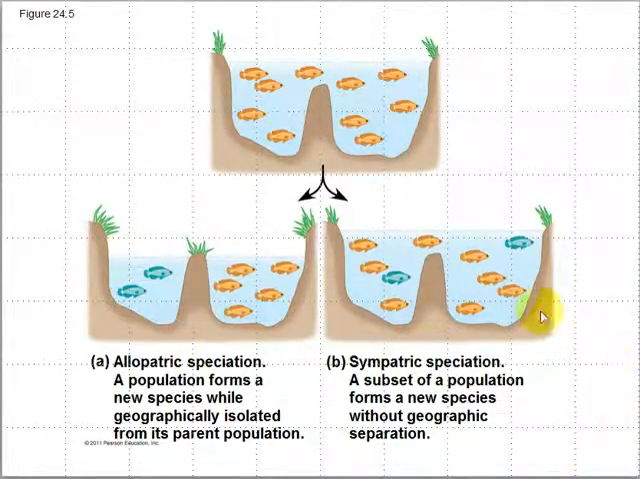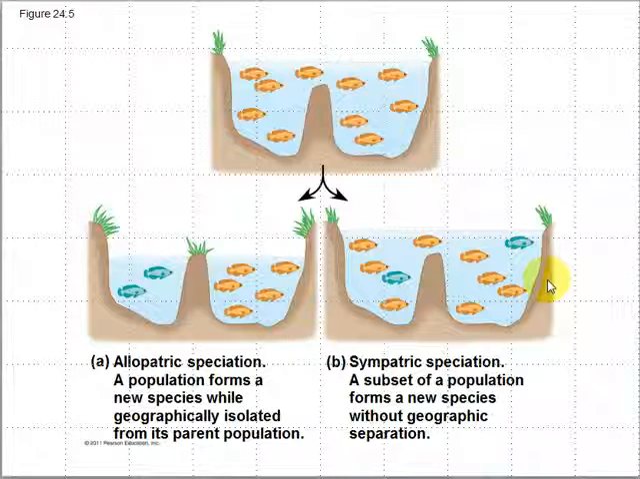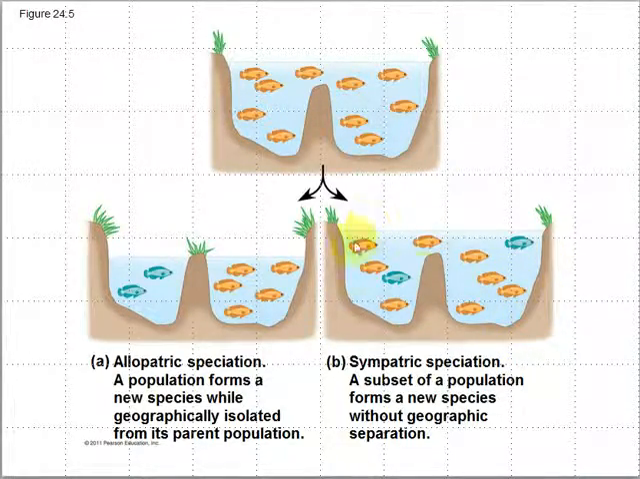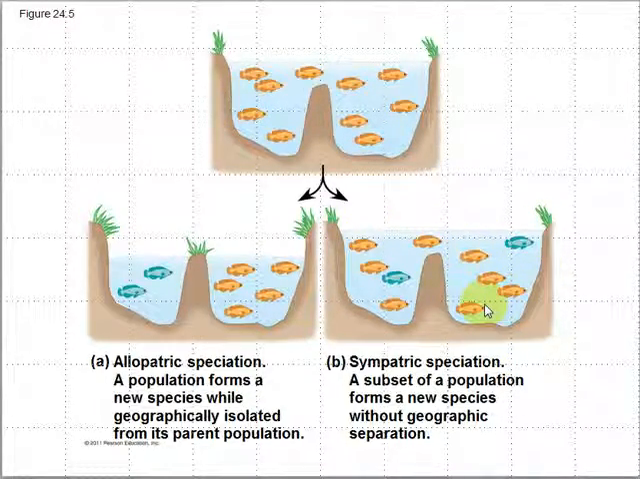The other side of this is sympatric speciation. This would be where there is no geographic separation. There is no river or mountain range or something that's keeping the two populations apart, but still you have other factors we'll take a look at that cause a subset of the population to form a new species, even though there is no geographic separation, and that would be sympatric. So allopatric is like other country or different country. Sympatric means same land or same country.